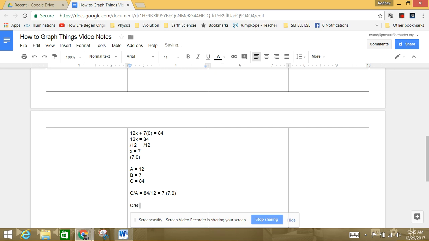C over B, which is going to be my y-intercept, is going to be the C coefficient of 84 divided by the B coefficient of 7, which is going to equal 12. So I'm going to have a y-intercept at 0, 12.